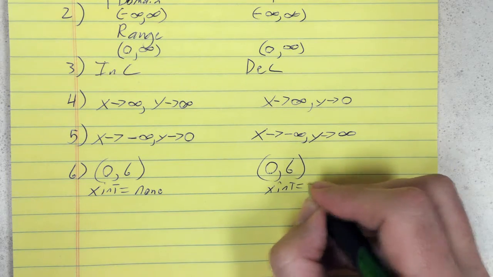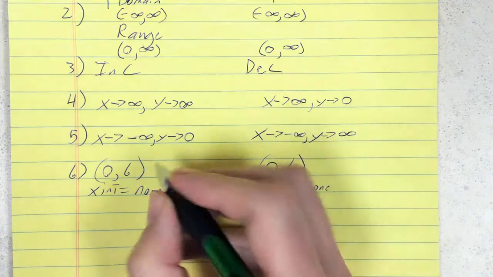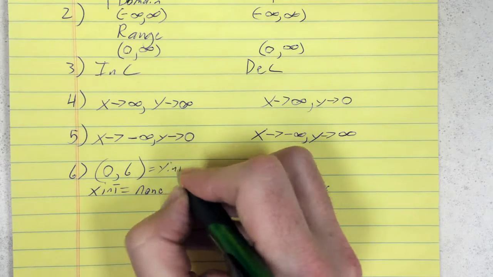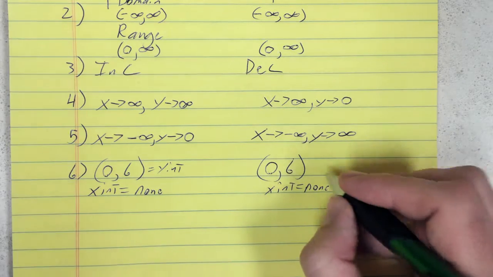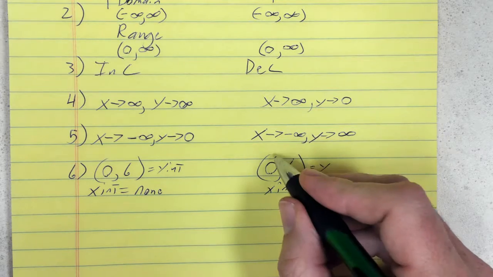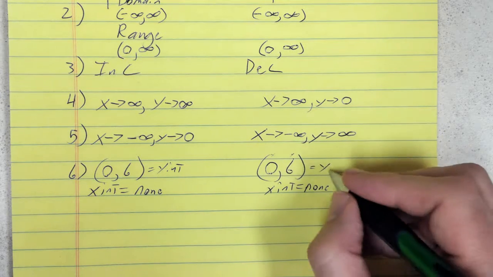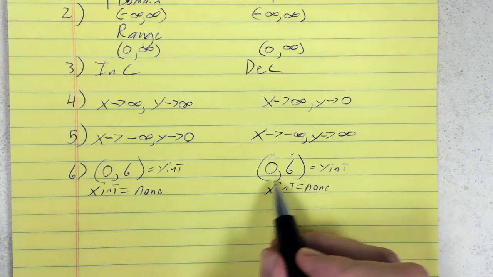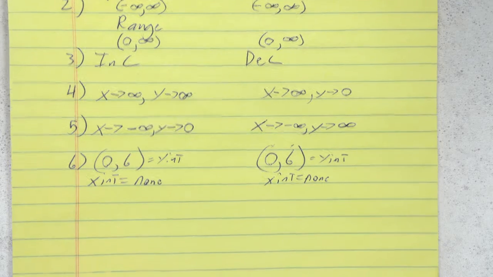X-intercept is equal to none. And you could write in here that that is equal to the y-intercept. Hopefully, in that point form, you recognize that x, y is the y-intercept. But if we're going to be a little more obvious, go ahead and label it as the y-intercept.